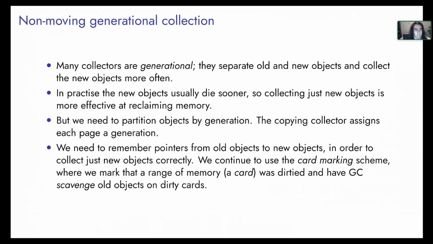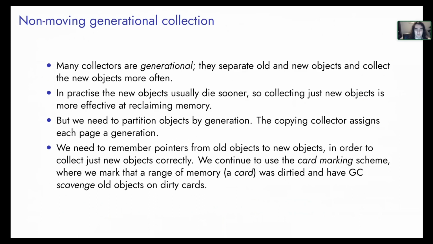The issue here is that we have a generational garbage collector. It focuses on trying to collect new objects because the new objects tend to die sooner than old objects. This requires two things of the collector. We have to be able to partition the objects by generation, and we need to be able to remember pointers from old objects to new objects so that we can collect the new objects correctly. Now, the copying collector first assigns each page a generation in order to partition the heap. This is acceptable because the collector can copy between pages while it's promoting from the new to the old.